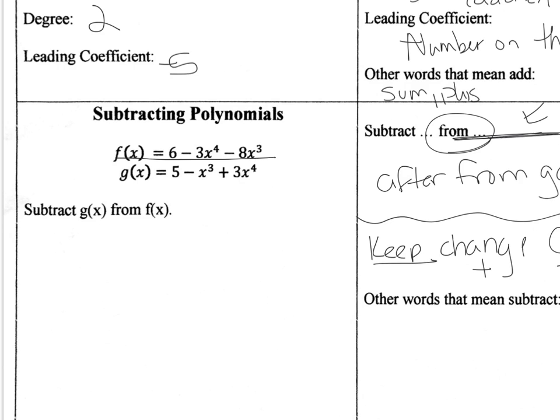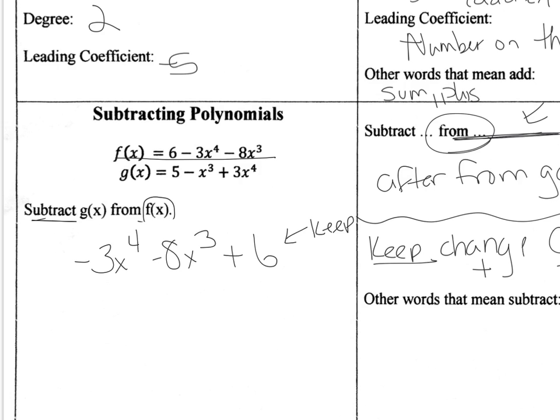So f of x comes right after the from, so that goes first. And again, just like the one up above, I am going to put it in standard form. So I did not put it in standard form there. Shh. We got this. Negative 3x to the fourth minus 8x cubed plus 6. That's standard form. Okay, that goes first. That's the keep.